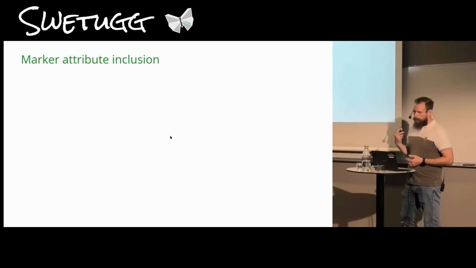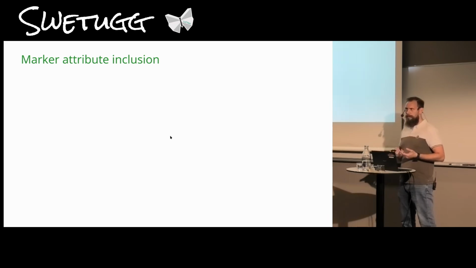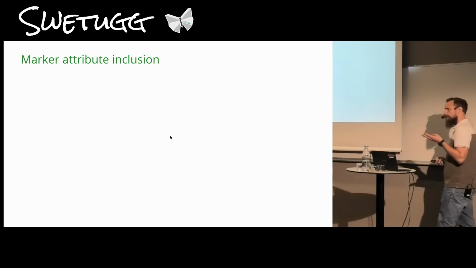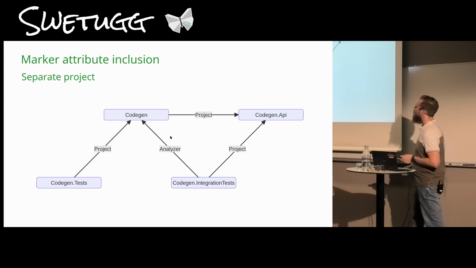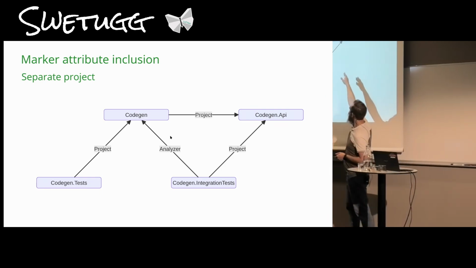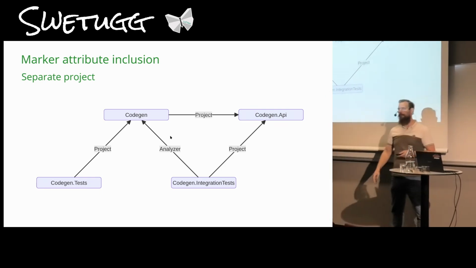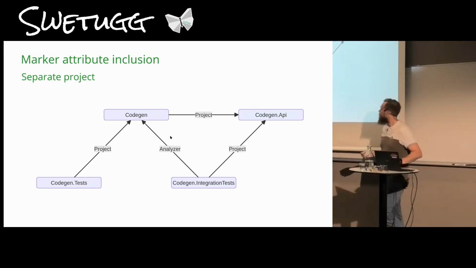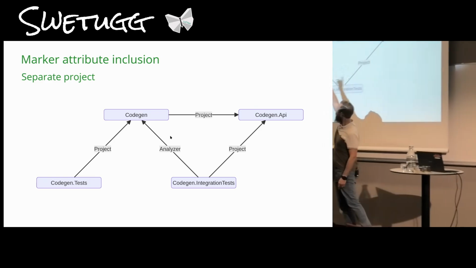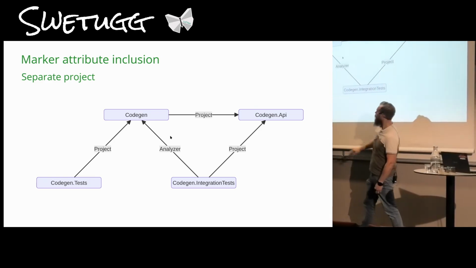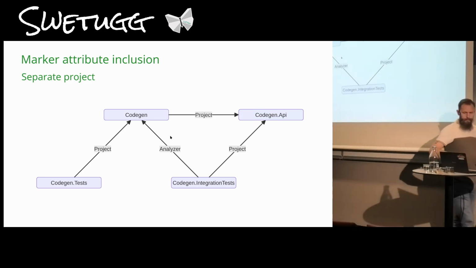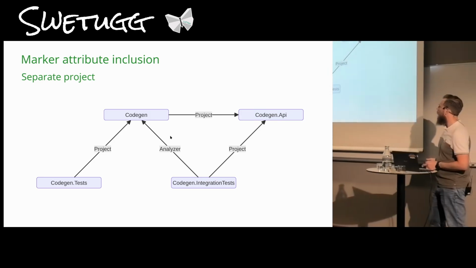So now comes the time where we need to decide how we include this attribute in our solution or our project. And we have three different ways of doing this. The first one is we could create a separate project, codegen API. We put our attribute in there, and then we can depend on this both from the codegen project and from the integration test project. We don't need it in the unit tests because that doesn't compile the actual class.